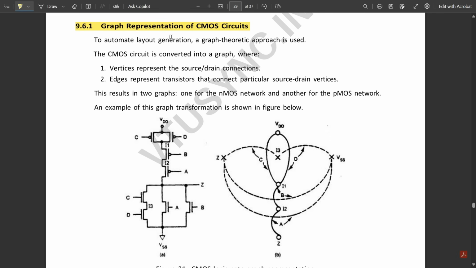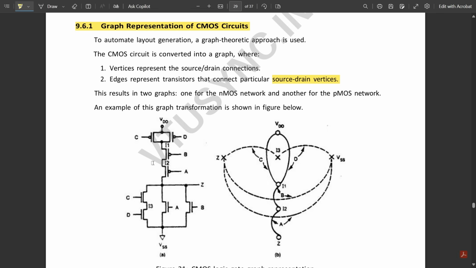To automate layout generation, a graph theoretic approach is used. The CMOS circuit is converted into a graph where vertices represent the source drain connections. Edges represent the transistors that connect particular source drain vertices. This results in two graphs, one for the NMOS network and another for the PMOS network. An example for this graph transformation is shown below.